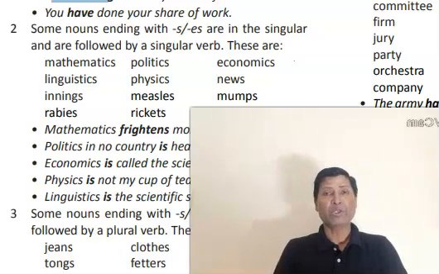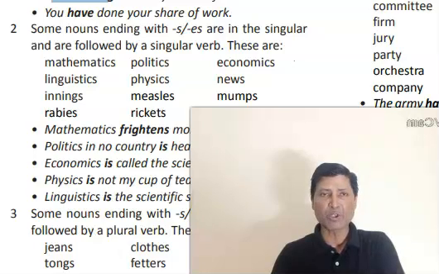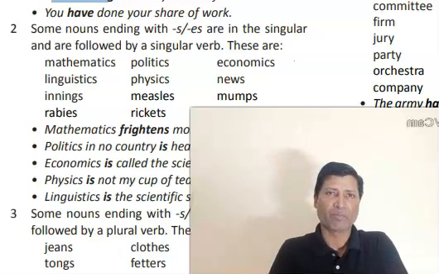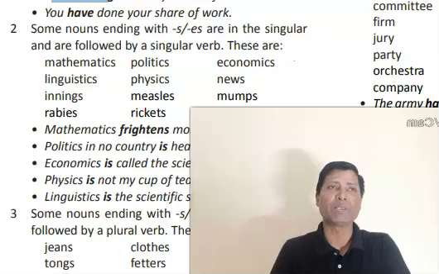Rule number 2. Let's look at rule number 2. In rule number 2, I have included such nouns that end with S or ES. Why did I include this? Mathematics, politics, economics, linguistics, physics, news. Why? Whenever a researcher researches, whenever I was doing research for my book, this is actually a product of my 3-4 years of work.